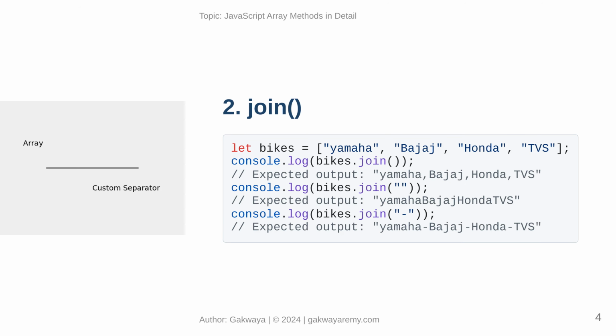The join method is similar to toString, but with more flexibility. It allows you to specify a custom separator between elements. If no separator is specified, it defaults to a comma. The empty string separator is particularly useful when you want to concatenate array elements without any characters between them.